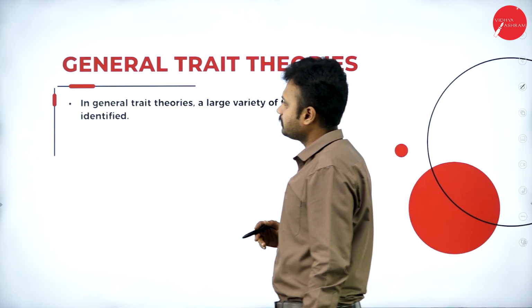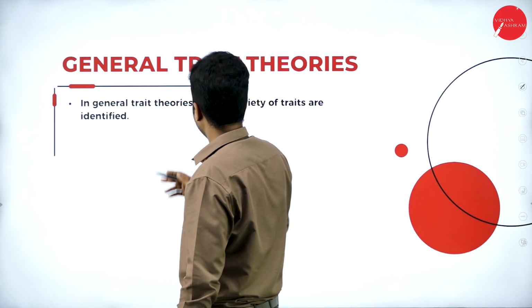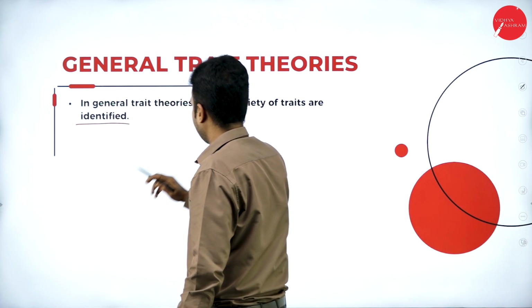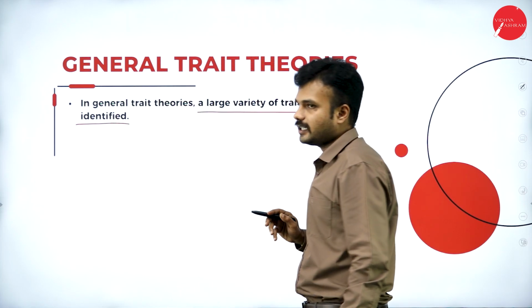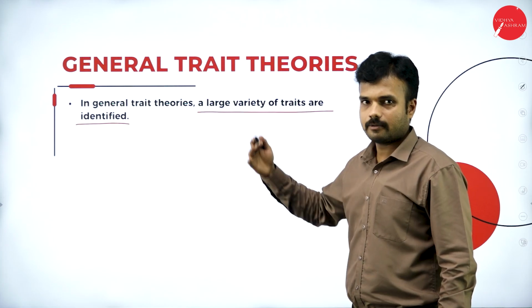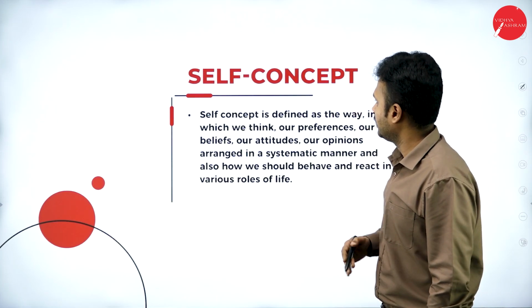General trait theory. In general trait theory, a large variety of traits are identified. Okay, so in simple trait theory, a small number of traits are identified. In general trait theory, a large number of traits will be recognized.